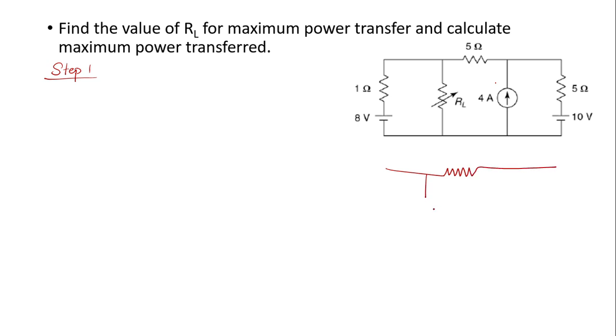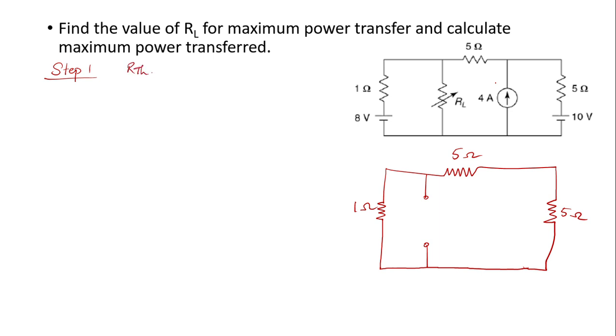First and foremost, I'm going to remove the load resistance. The voltage source has been short circuited. There was a current source over here, and we have open circuited the current source. And again this 10 volt has been short circuited. I'll just write down the values. Now, our first step is to find the value of RTH.